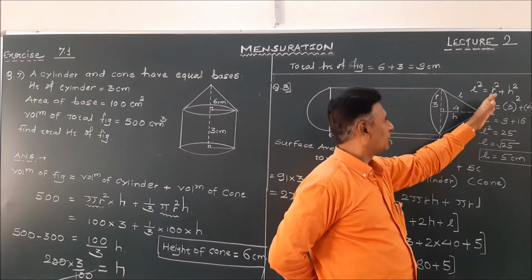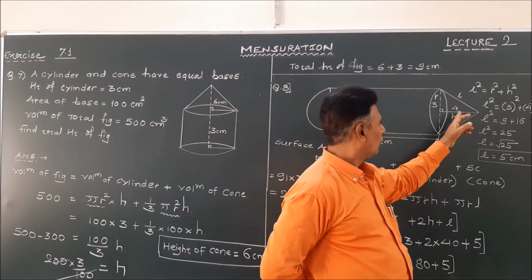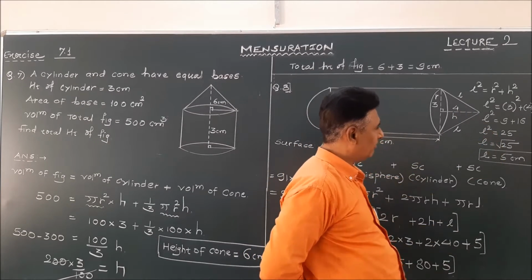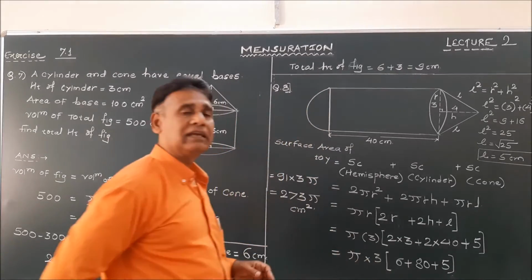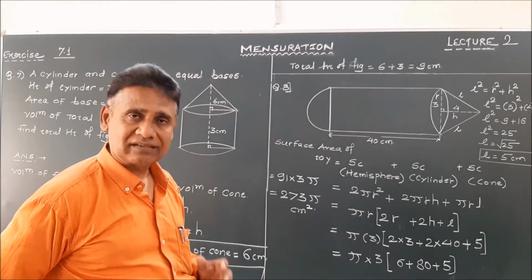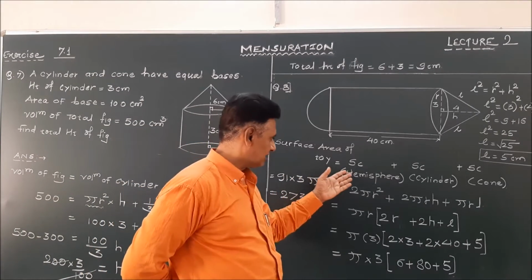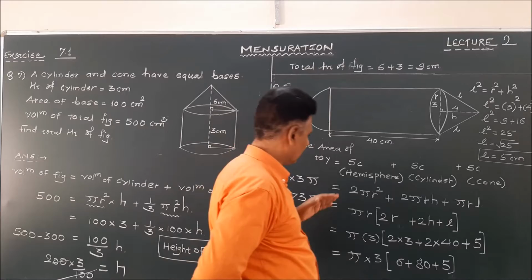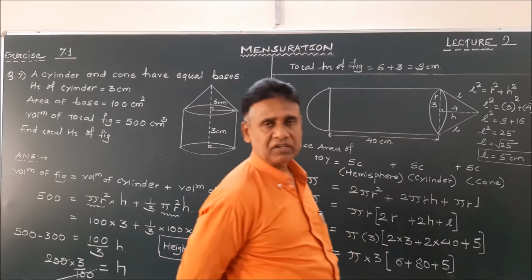So l square is equal to radius square. Radius is 3, so 3 square is 9. 4 square is 16, plus 9 is 25. Root of 25 will give us 5. So this is how you get the value of slant height of the cone as 5. Now the surface area of the toy, as I said, is the curved surface area of hemisphere plus curved surface area of cylinder plus curved surface area of cone.